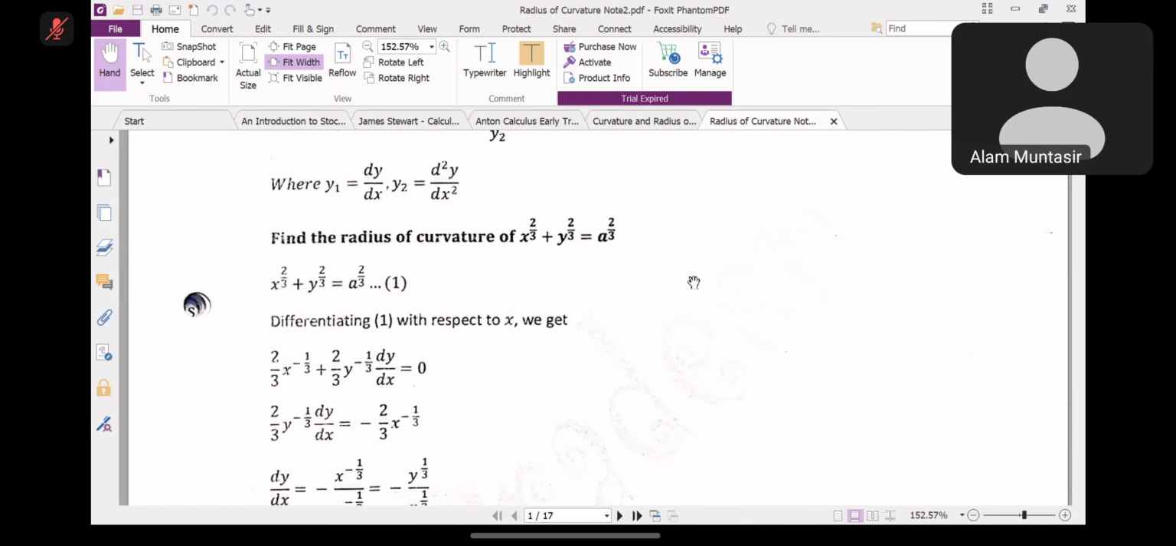This is for Cartesian equation. Okay, find the radius of curvature of the curve x to the power 2 by 3 plus y to the power 2 by 3 is equal to a to the power 2 by 3. This is a Cartesian curve, so we should use the Cartesian formula for this.